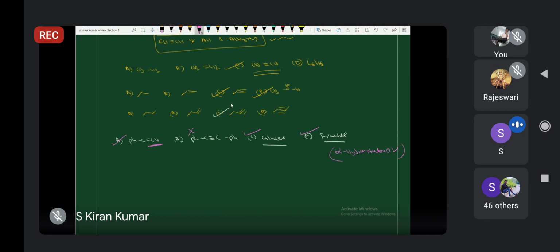Simple ketones do not react, but alpha hydroxy ketones react with this reaction. Understood? Then, 1-alkynes and 2-alkynes are separated by which of the following methods? One is Tollens reagent.